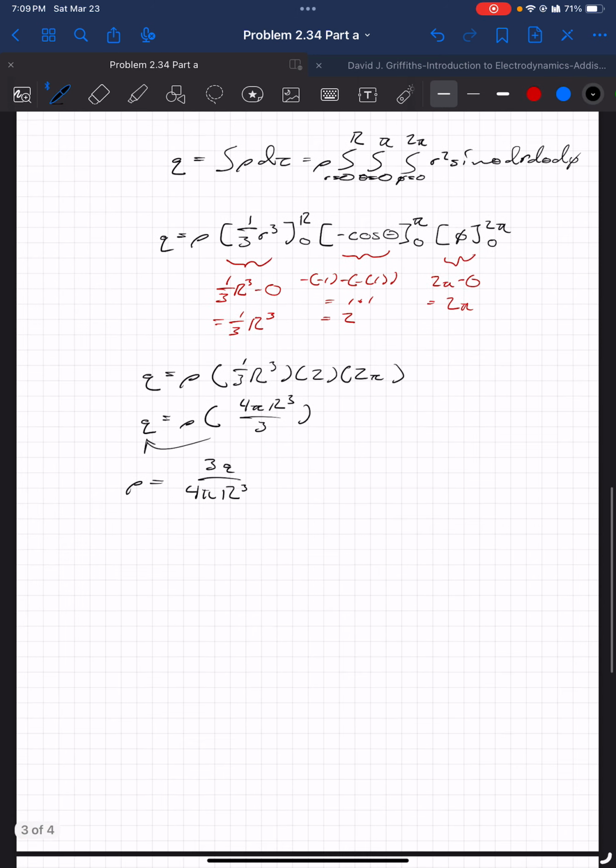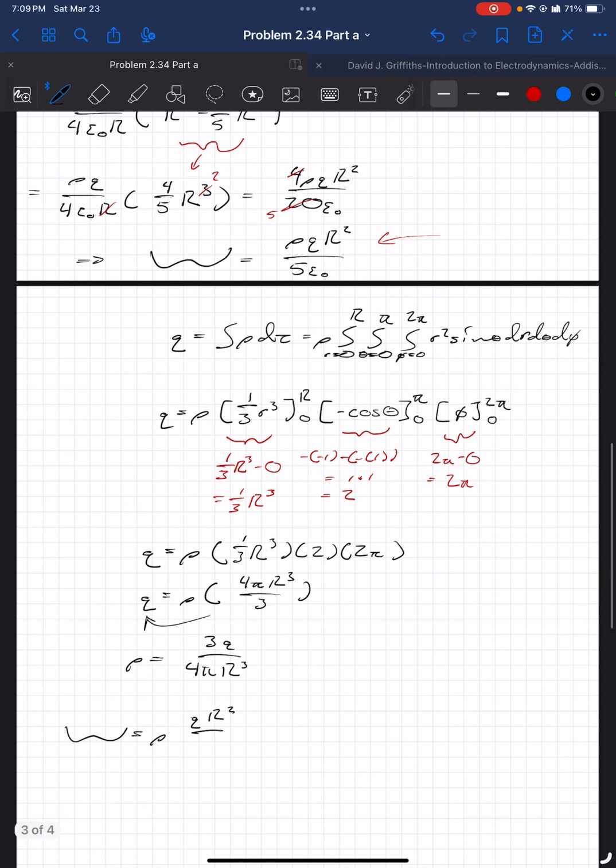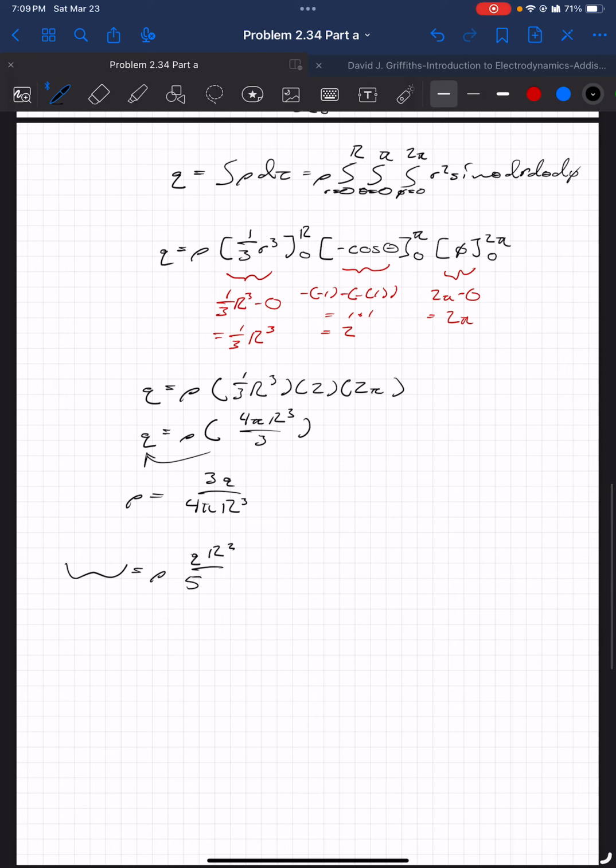So plugging rho back into that, we will end up with W is equal to rho QR squared over, one moment, just by moving down rho. We end up with 3Q over 4 pi R cubed multiplied by QR squared over 5 epsilon naught to get a total of 3Q squared over 20 pi epsilon naught large R.